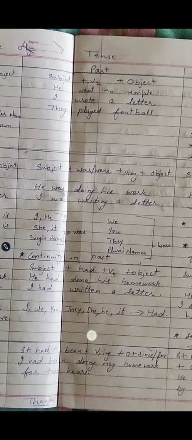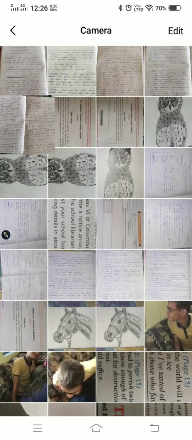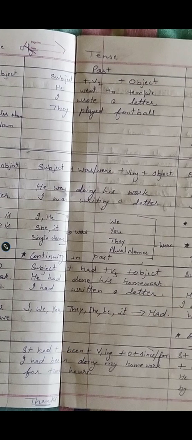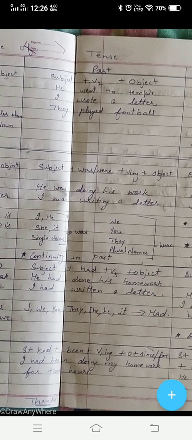So now we will discuss past perfect continuous tense. In past perfect continuous, we have had, then we have been, first form plus ing, object, since and for. Here I have shown you how you can use for.